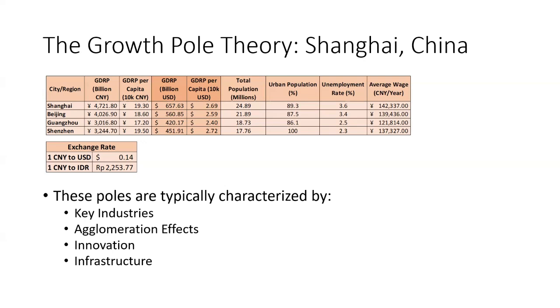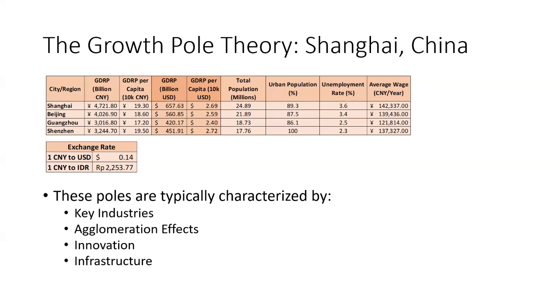And for the innovation, growth poles tend to be innovation centers, driving technological advancement and new product development. Shanghai is a hub for innovation, featuring numerous research institutions, universities, and technology incubators. The city is actively fostering technological advancement in fields such as AI, biotechnology, and advanced manufacturing. And last is infrastructure.